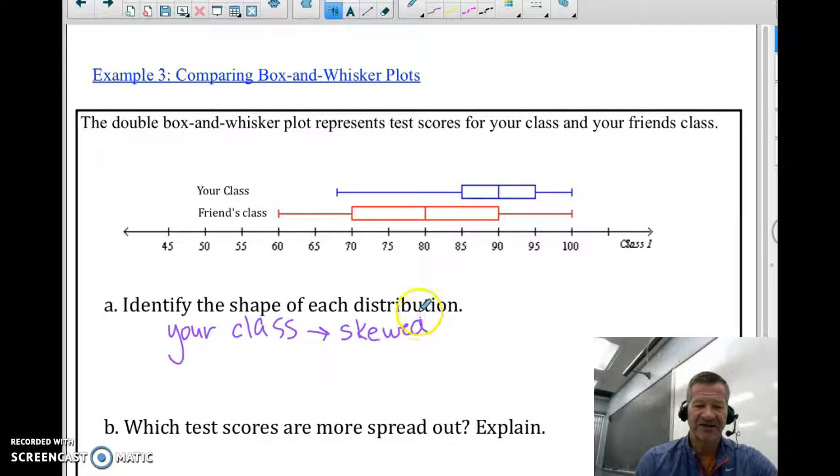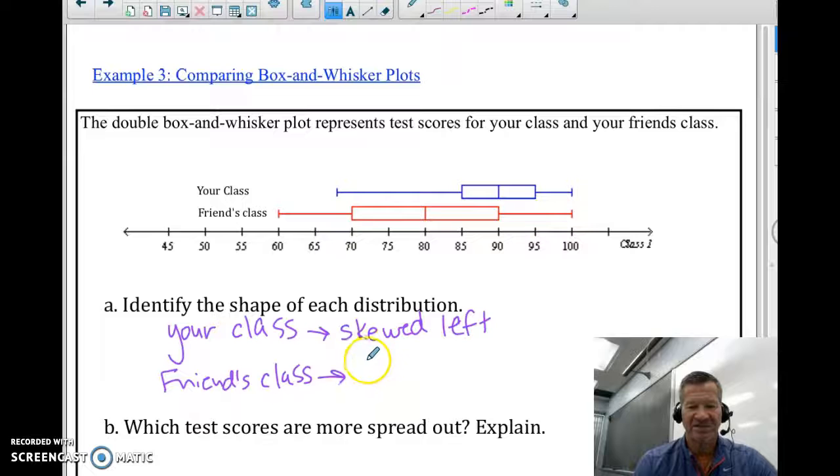So when they ask you to identify the shape of the distribution, that's what they're looking for. Is it skewed left? Is it skewed right? Or is it symmetric? Now your friend's class, now that's a different story. If you look at that one, it appears that the box is kind of in the middle and the right and left whiskers are about the same length. So therefore we say that your friend's class has a symmetric shape.